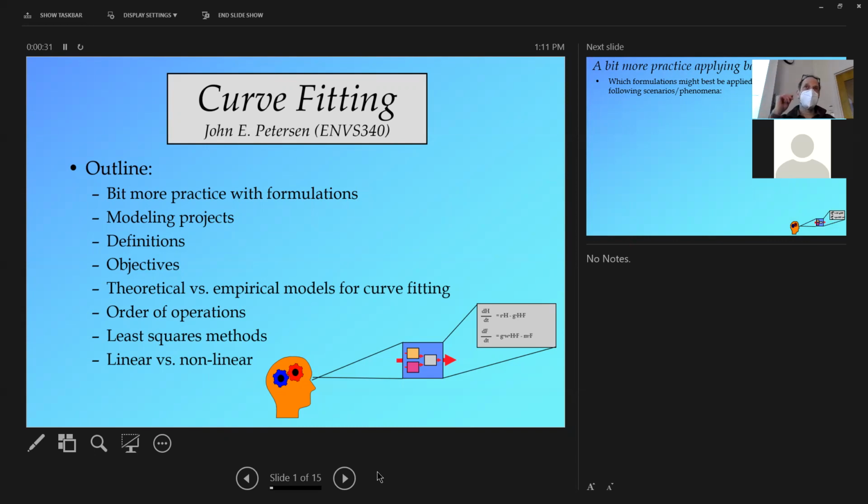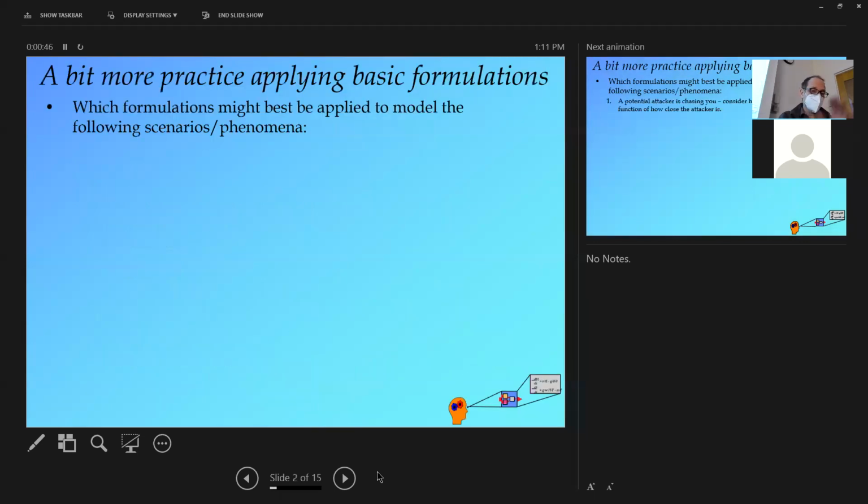Before I talk about curve fitting, I wanted to do something that we did earlier in the class, which is a little bit of practice with formulations. We'll do the formulations first. I want to give you some scenarios, and I'll have you work with whoever you're most immediately adjacent to in thinking about this.